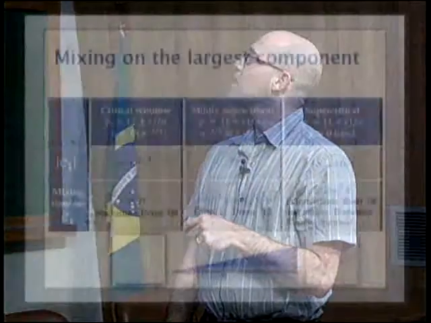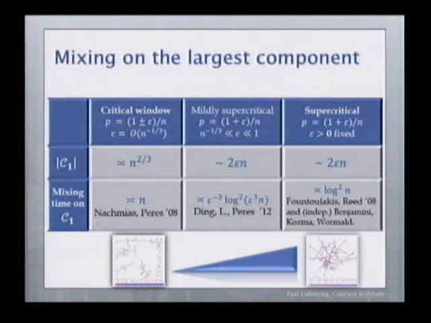The supercritical regime, the fact that it's log squared n, is something that we'll see in a couple of slides. So you see the mixing time transitions as you increase p from the critical window to the strictly supercritical part. It drops from n to log squared n, and then there's an interpolation that we established in this paper with Jian Ding and Yuval in 2012.